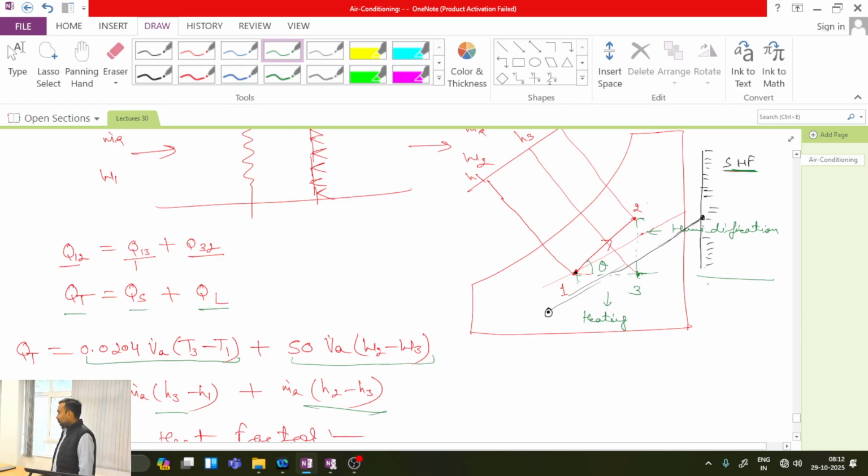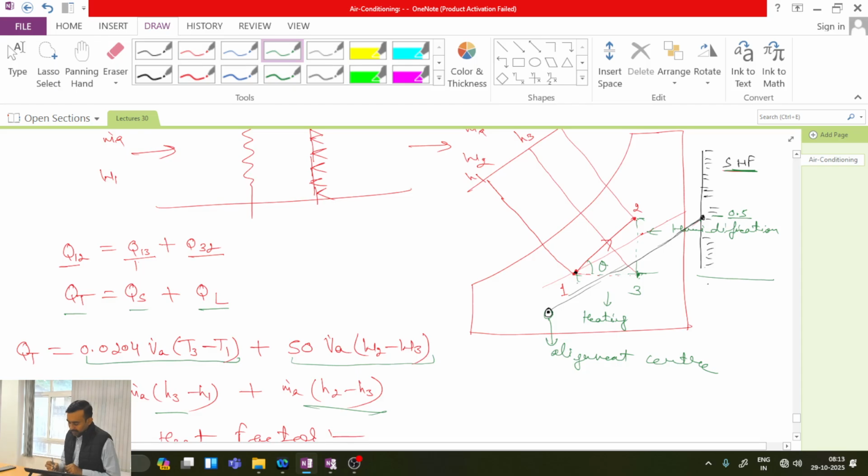Is this one clear? So for that purpose, what we need to do, corresponding to the scale of sensible heat factor, I need to first locate the value, whatever the given value, for example, 0.5. Clear? And after that, from the 0.5 value to the alignment circle, I will be drawing a straight line between this point and the alignment circle.